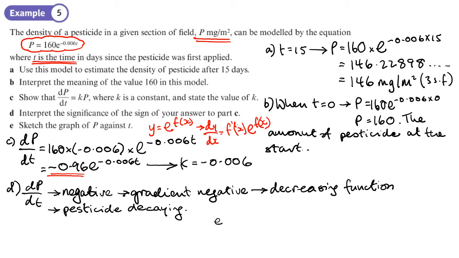And part E, just a quick sketch of the graph here. Now our axis is going to be T for time, P for the density of the pesticide. And it goes down, doesn't it? Like that. Let's do it in red. So yeah, this one is decreasing like that, and it's decreasing from 160.